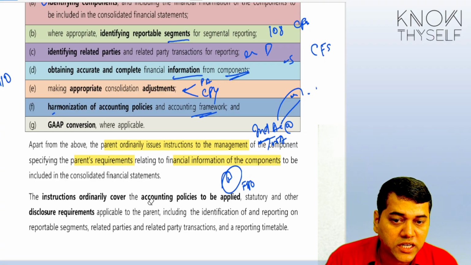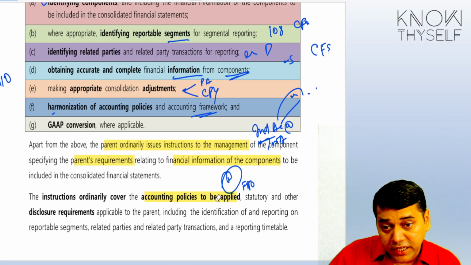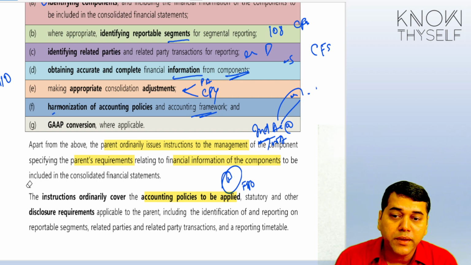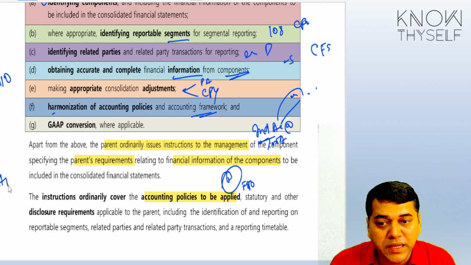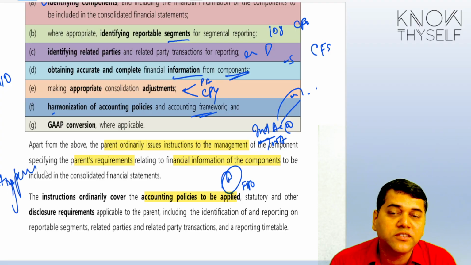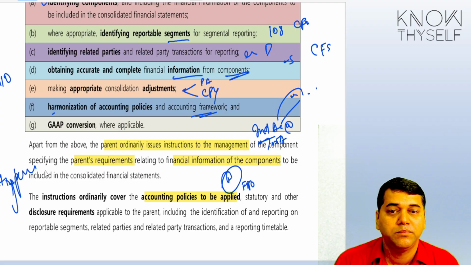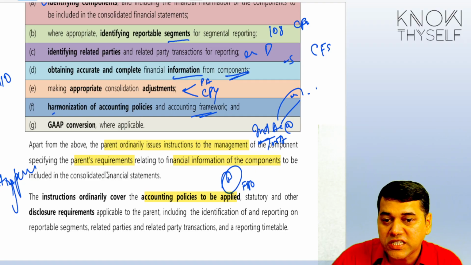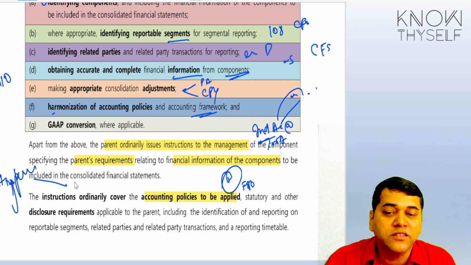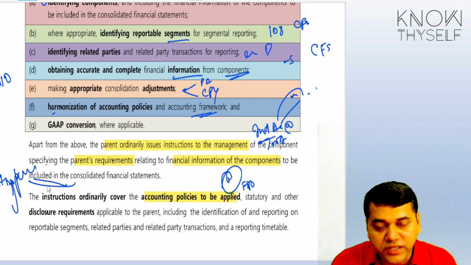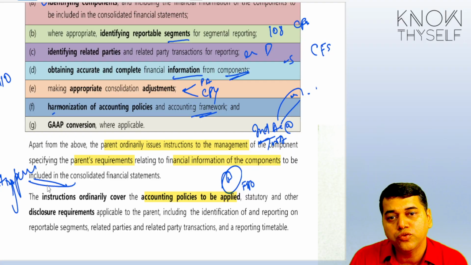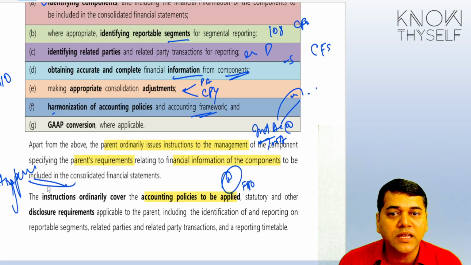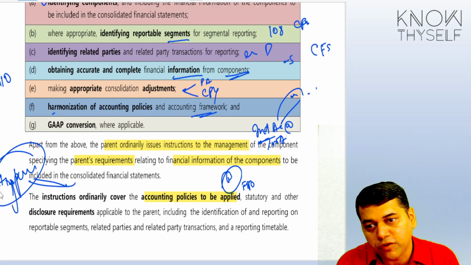The instructions ordinarily cover accounting policies to be applied, and they can give an accounting manual and say, look, your accounting should happen like this. Or we may tell that there is one software called Hyperion. Hyperion is a software which will do the consolidations, because it's the consolidation expert. The parent management can give instructions to the management of the subsidiary: feed this information in Hyperion, because tomorrow we should not take huge time to prepare the CFS. It should happen very easily as per Indian requirements. So feed your data in this format in Hyperion.